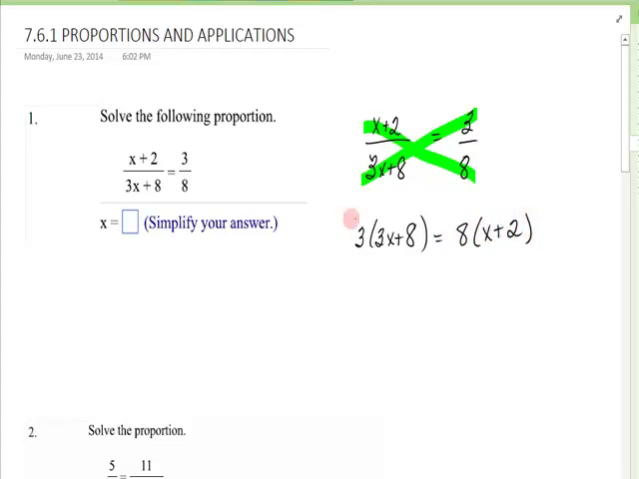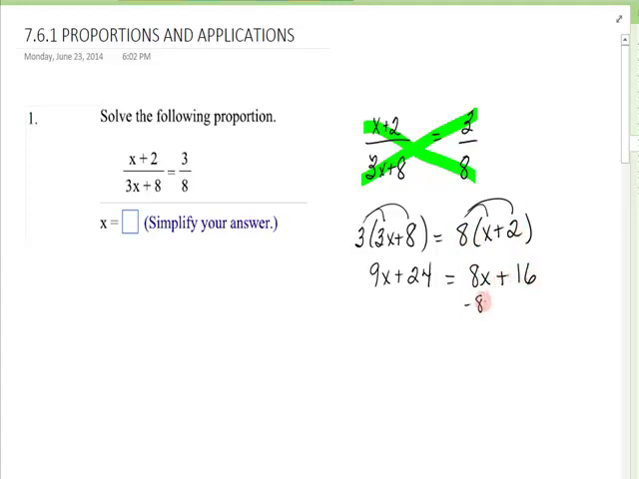Let's use the distributive property. On the left, we end up with 9x plus 24. 3 times 3x is 9x, 3 times 8 is 24, equals 8 times x is 8x, 8 times 2 is 16. I'm going to subtract 8x from both sides because I like to take care of my variables first when they're on both sides. x plus 24 is equal to 16.